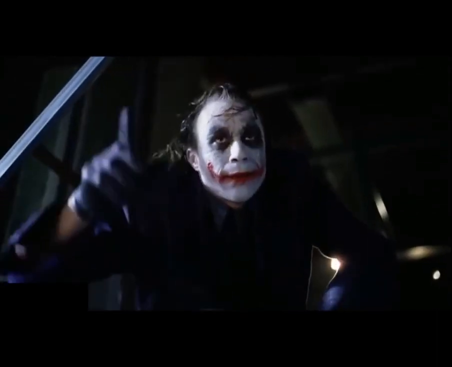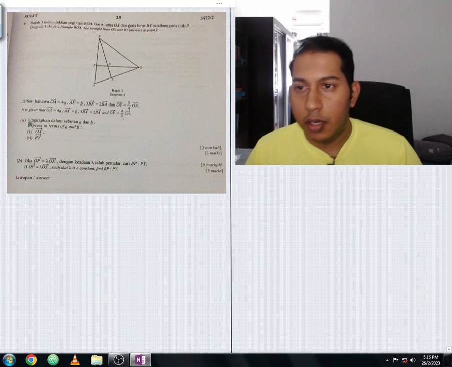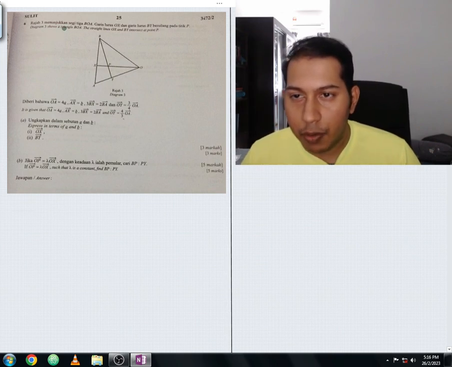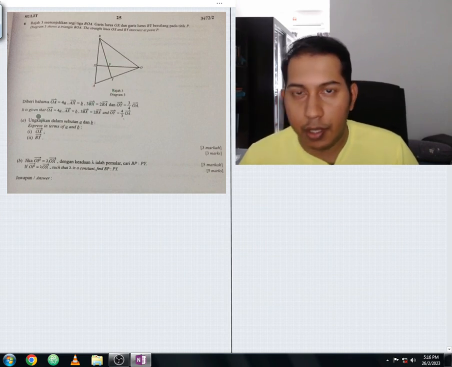And here we go. Let me read the question now. Diagram 3 shows a triangle BOA. The straight line OX and BY intersect at point P. Okay, so this is the straight line OX and this is the straight line BY intersecting at the point P over here. Okay, continue to read the question.